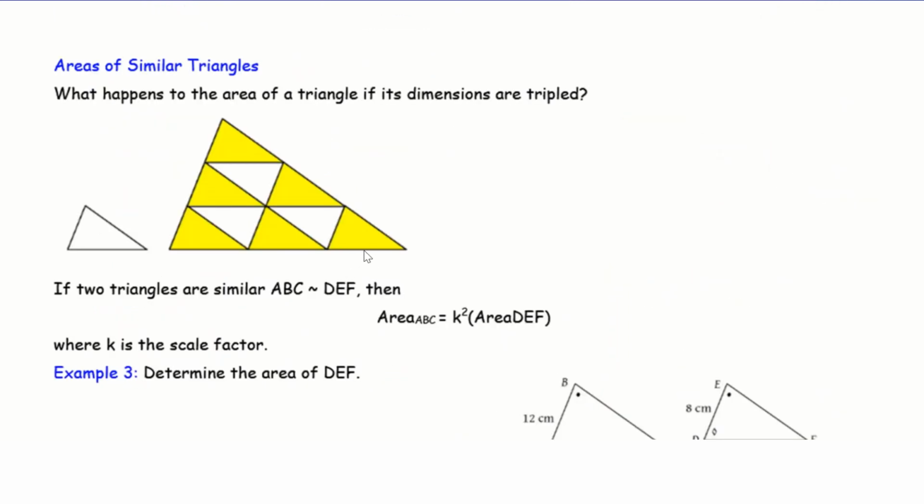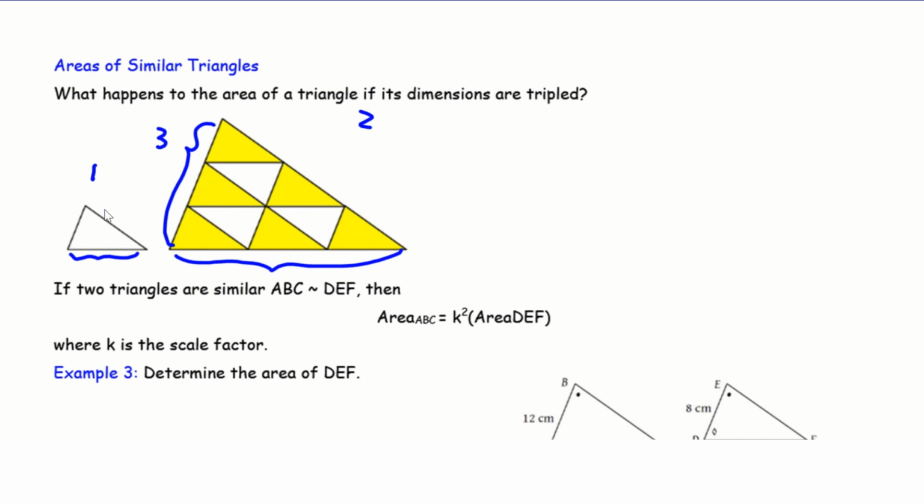The next thing we want to see is regarding areas of similar triangles. What happens to the area of a triangle if its dimensions are tripled? So this is triangle 1, this is triangle 2, and you will see that the side is enlarged by 3 times. So this side also, before it's 1, now it's 3 times of that one, okay?